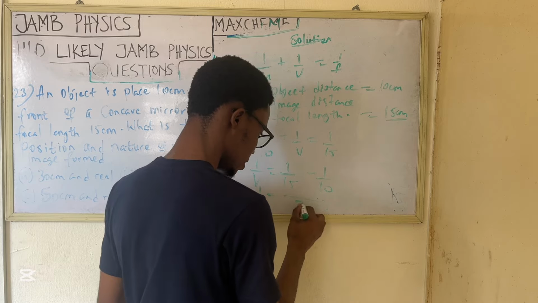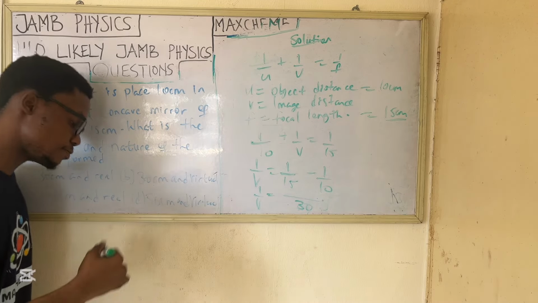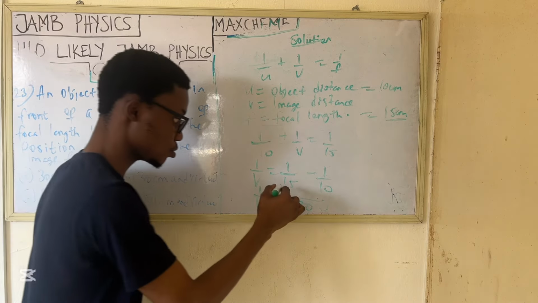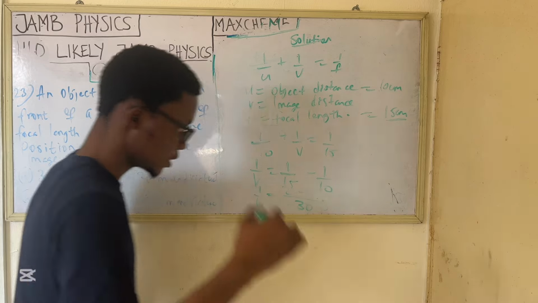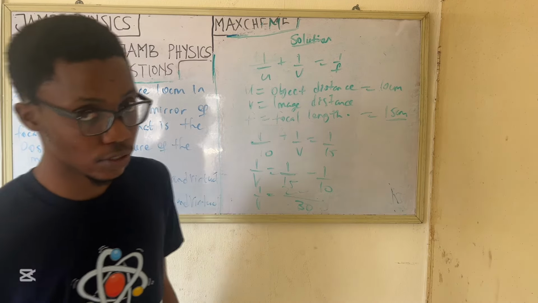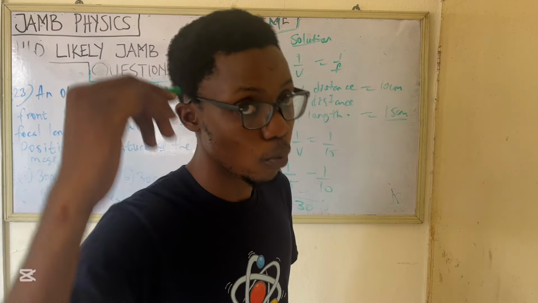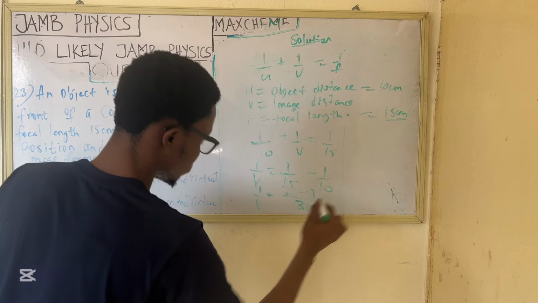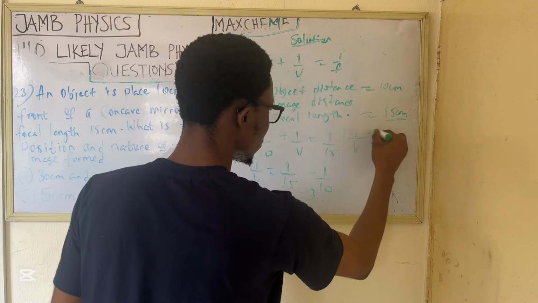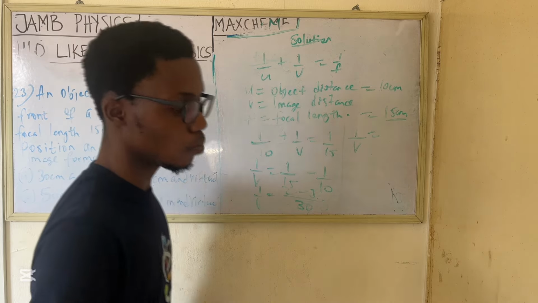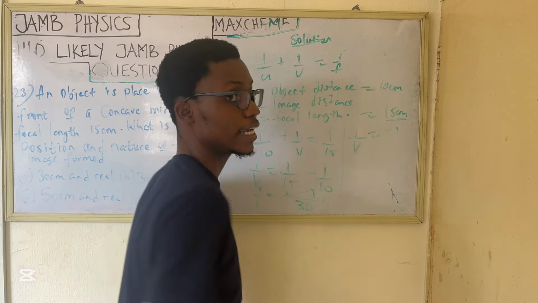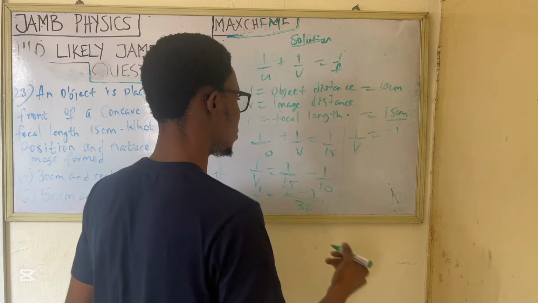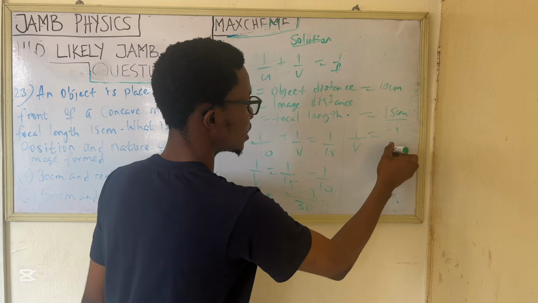It is 30. So from here, 30 divided by 15 gives us 2. 2 times 1 is 2. So minus 30 divided by 10 gives us what? 3. 3 times 1 gives us 3. So we are good to go. We have 1 over V is equal to 2 minus 3. What is 2 minus 3? It is minus 1. So 2 minus 3 is minus 1 over 30.